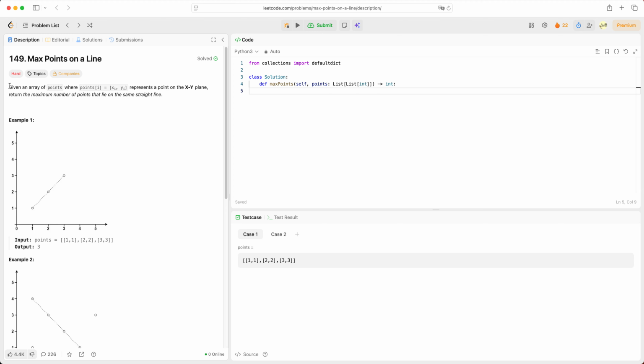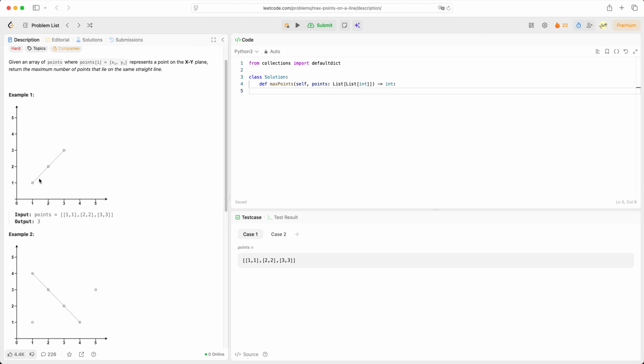So the problem is as follows. You're given an array of points. Every point is an array of 2 coordinates on the xy plane, and you need to find the maximum number of points that lie on the same straight line. Here are some examples. Here you can see you have 3 points. They all lie on the same line. So here the correct answer would be 3. But if one of those points were down here, the answer should be 2, because you have only 2 points here that lie on the same line, or you would have 2 points here that lie on the same line, or even here you have 2 points that lie on the same line.